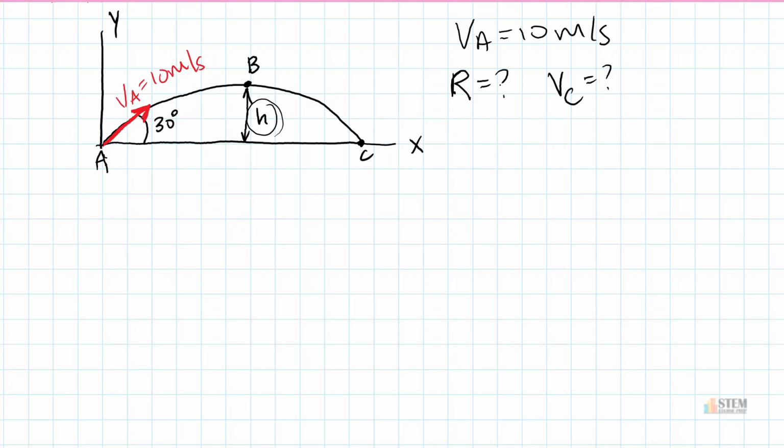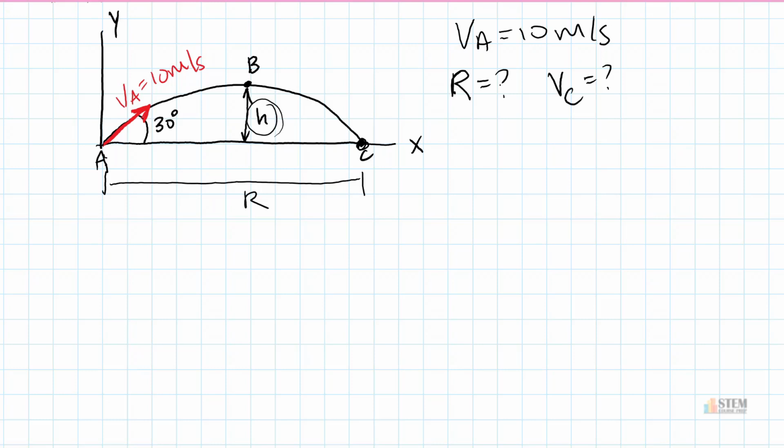Now, what we want to do is find the range. The range is going to go from A all the way to C. So I want to find that distance. And then I also want to find the speed at which the ball strikes the ground. So I want to find the velocity right here when the ball hits the ground. Remember, it's not going to be 0. It doesn't go to 0 until it actually impacts the ground and has all the forces and everything acting on it. So we just want it right when it hits the ground. Okay, so that's what we're going to do.